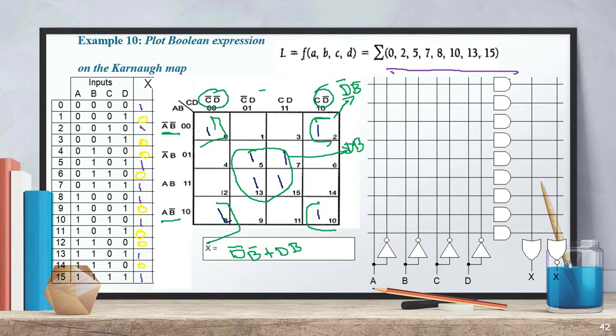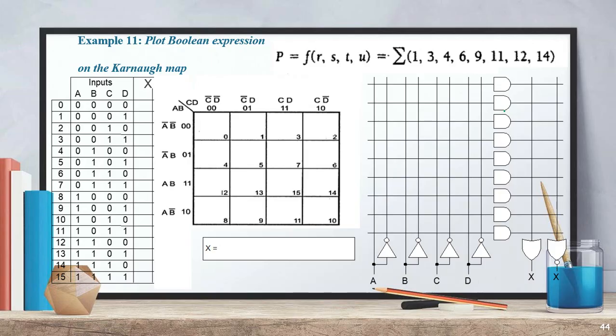So D bar B bar means here we can take D bar here and this one is B bar, and DB means this one is D and this one is B. So only 2 gates, so draw the logic gate. This is how we can do this for this type of problem.